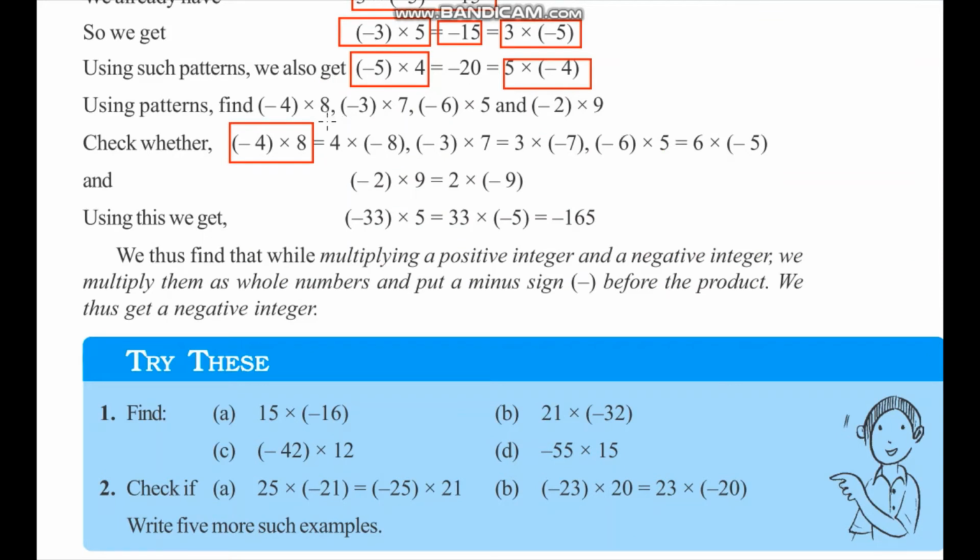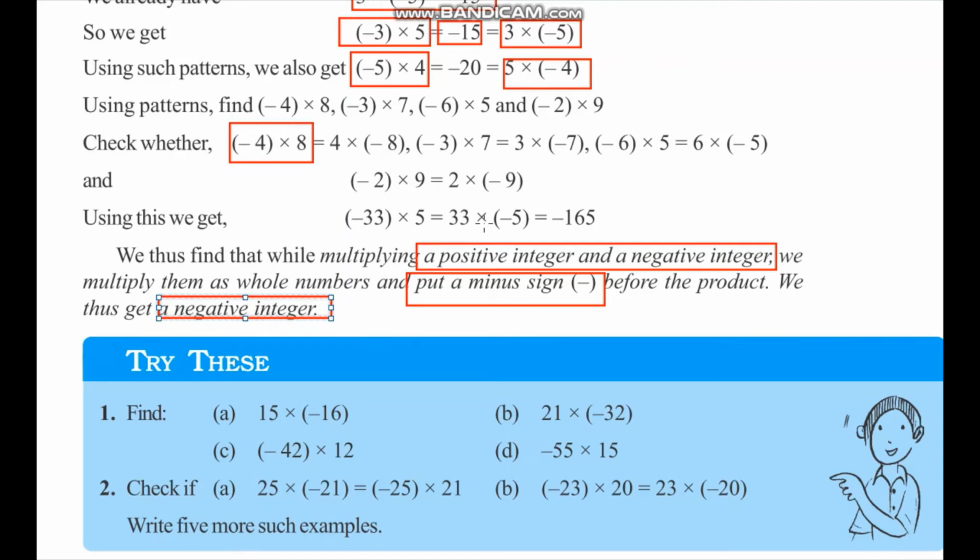So after we do these examples, what we find is that we can either have the first number as negative or the second number as negative. As long as the values are the same, we'll get the same product. That is, it's also a negative integer, but the value is the same. We thus find that while multiplying a positive and a negative integer, we multiply them as whole numbers and put a minus sign before the product. We thus get a negative integer. So this is about the multiplication of a positive and a negative number regardless of the order. So what we need to do is multiply them as whole numbers and then add the negative sign. We thus get a negative integer.